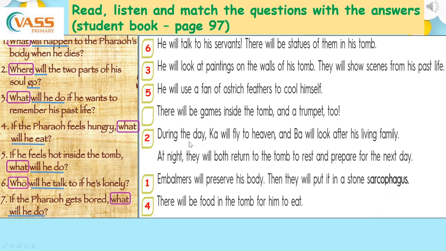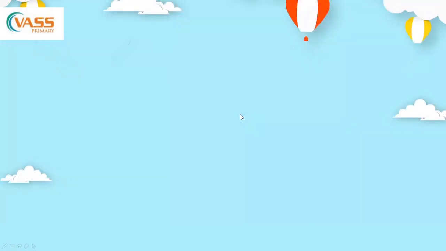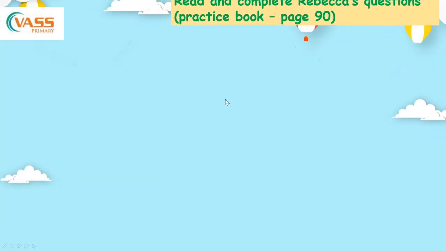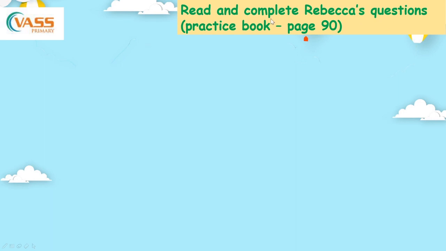Well, trumpet. Very good. Number 7? Finished. Very good. Remember to write down all of the answers in your book, please. Okay, great. Let's move on to the next one. Read and complete Rebecca's questions. Practice book, page 90.